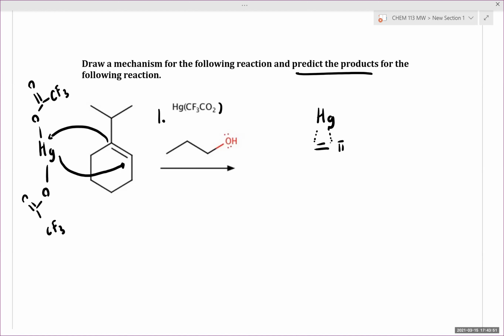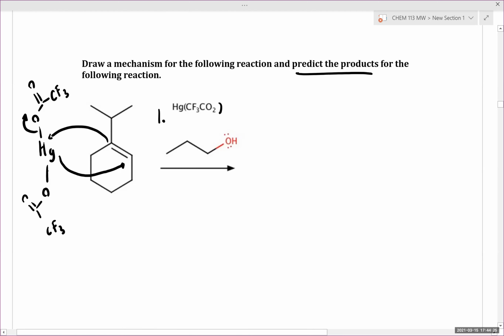Wait, okay, could you say that one more time? So your mercury atom coordinates the pi bond, and we're essentially distributing the electron density found in that pi bond into our two sigma bonds to mercury. Oh, okay. Does that make sense? Yes. So then, to answer your previous question, one of the acetates will leave. Yep, exactly right.